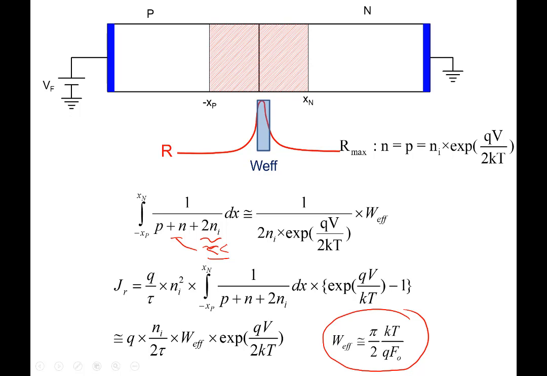We are talking about Ni into exponent QV by 2kT. So you apply even 0.2 volt. Ni into exponent 0.1 by kT is much larger than this one here, so we can forget about this term. I'm talking about forward bias. If I were to talk about reverse bias, then everything will change; the opposite would hold. P and N would become negligible, and this would become the dominant term, 2Ni. But here we are talking about forward bias.